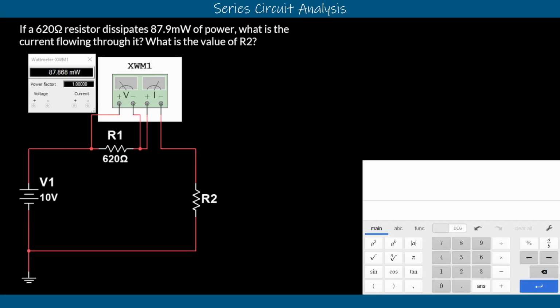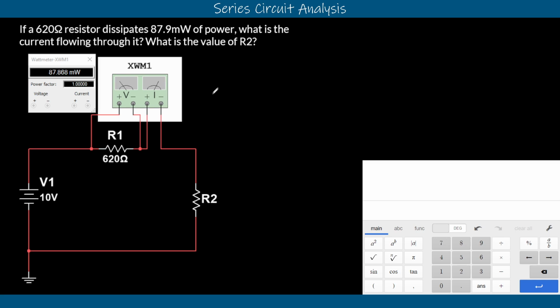Hello and welcome. In this video, we're going to solve for total current in the circuit using just a resistor value and the power dissipated across one resistor. And we're also going to use the values that we get from that, the total current, to solve for the R2 value, the resistive load of R2.